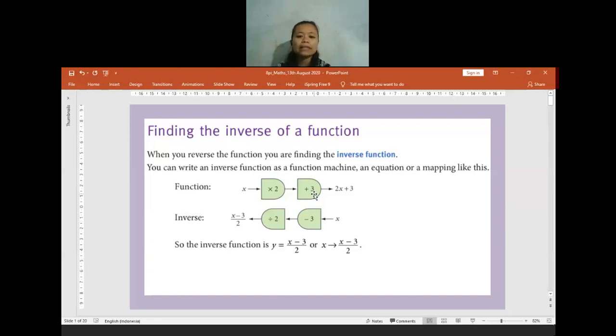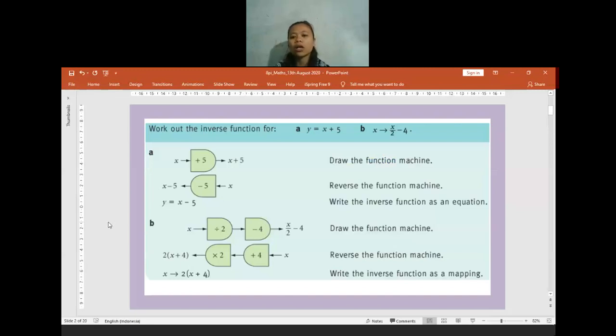So we do from the right side and then do the opposite. Like this is plus 3, it becomes negative 3, times 2 becomes divided by 2. And then after that, the x that is usually on the left side now becomes on the right side. After that, we just make an equation based on the rule that we just wrote: x minus 3, divided by 2, so it will be x minus 3 per 2.